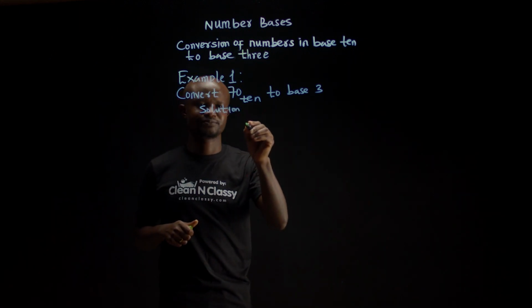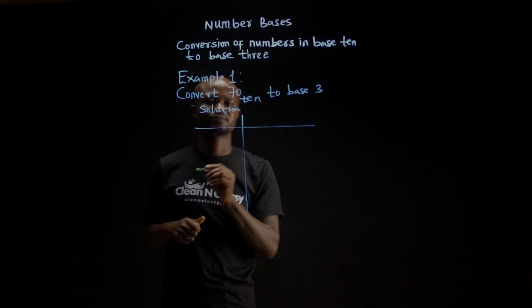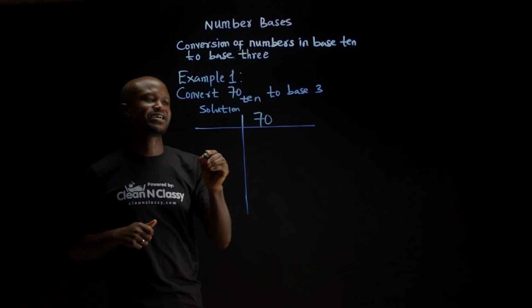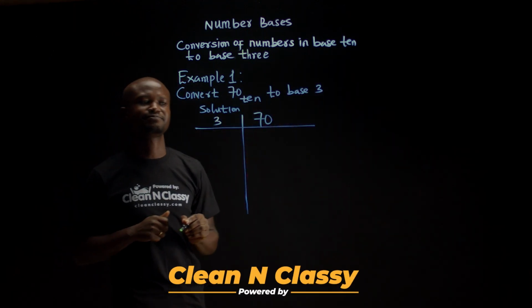Then we draw a table. The number to be converted, 70, we write it here. Then to what base? Base 3. You put the 3 here. Now we start.